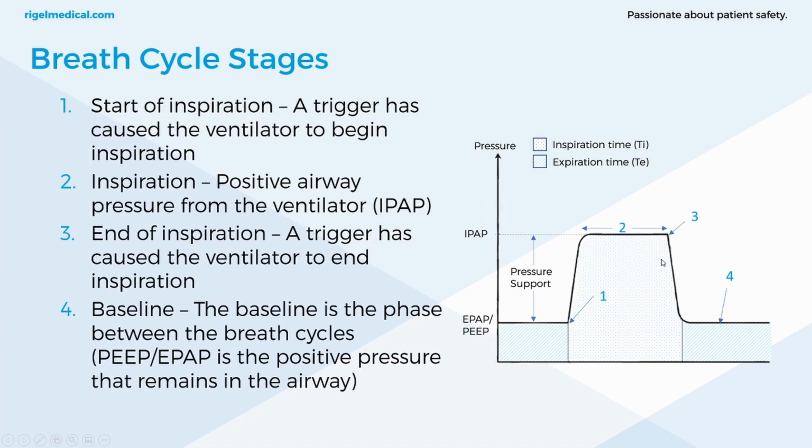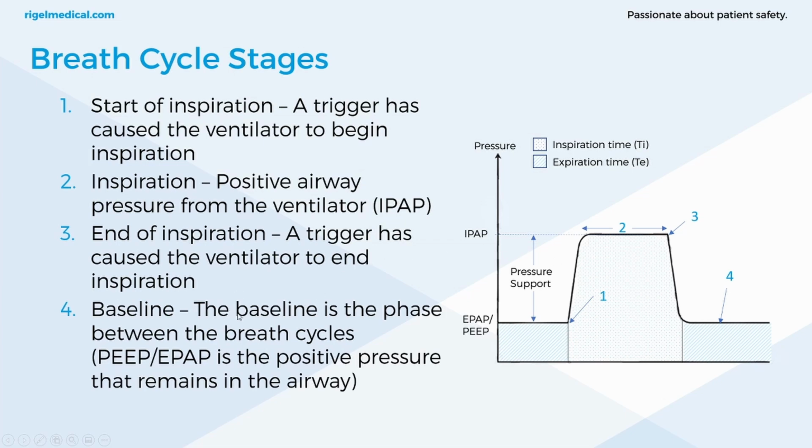Now it might not necessarily be volume. The cycle could be something different. It could be pressure. So as the pressure increases to a certain value, we've reached the peak pressure that we've got the ventilator set to, and now we can start the end of inspiration. But this is a typical ventilator setting to use in volume.